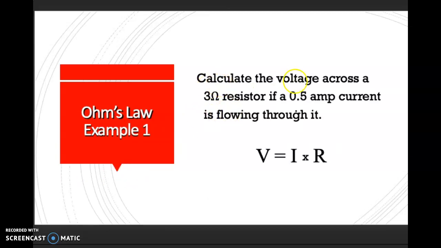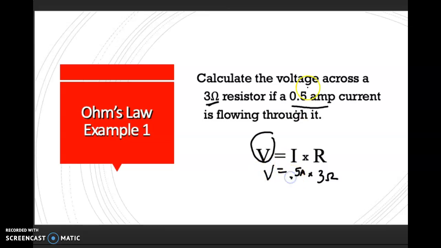This one, example 1, calculate the voltage. I'm looking for V. Okay, so I'm going to circle the one I'm looking for, across a 3 ohm resistor. I remember that the unit ohm is for resistance, so I'm going to put that in place of the R times if a 0.5 amp current is flowing through it. So that must be in place of I. I is current. So I'm going to put 0.5 amps.